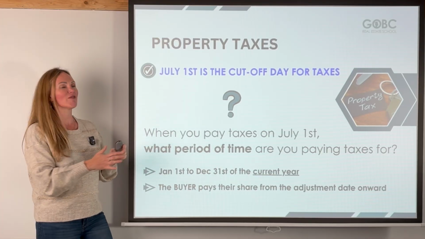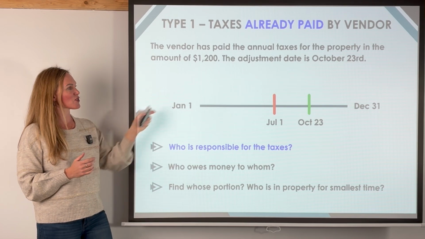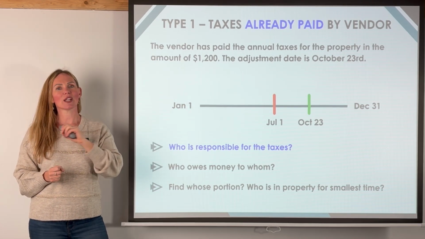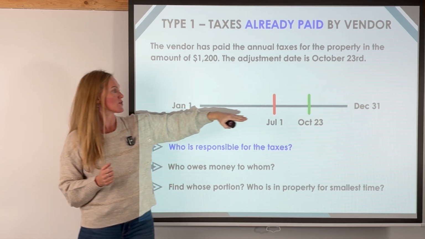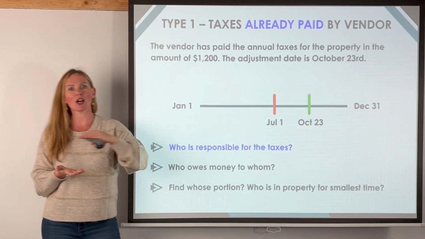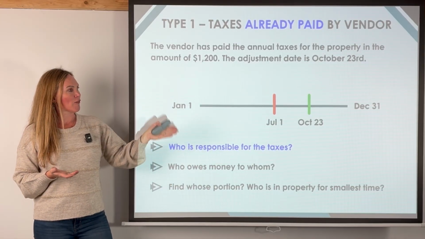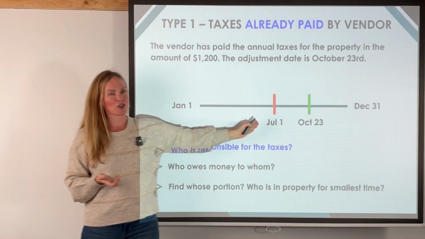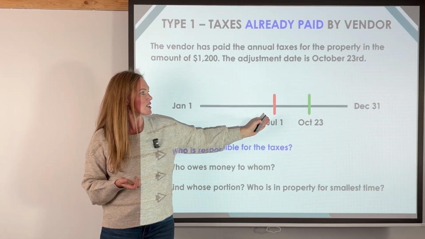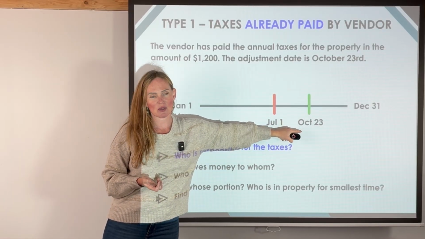So I'm going to explain this visually because I'm a visual person. Every time you have to do any adjustment on taxes, this is what you do first, okay? You draw the line. You put your January 1st, December 31st, you put July 1st in here because that is cut off for the taxes, and then you put the adjustment date.